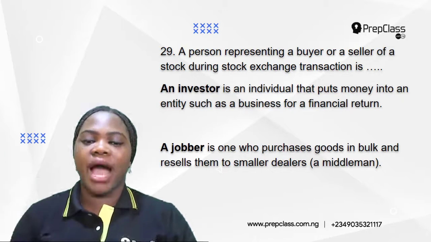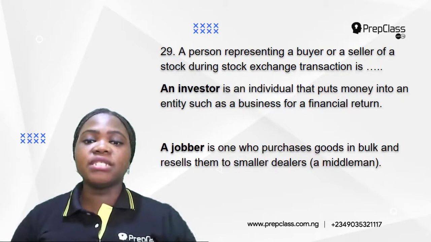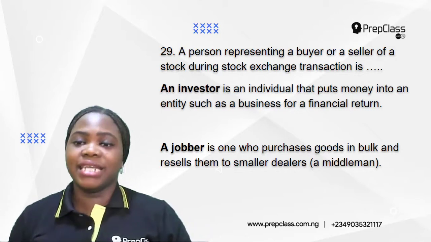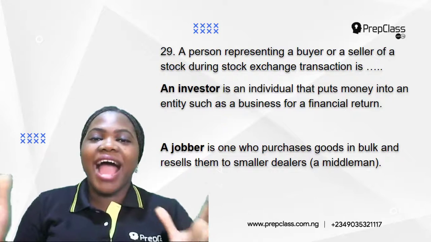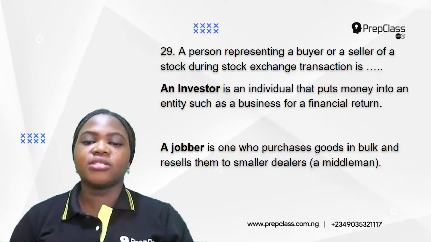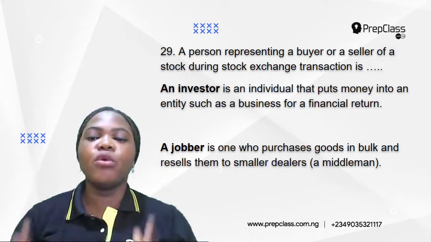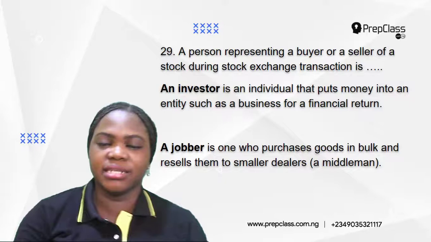I put money into your business to gain profit. Now, what is a jobber? A jobber is one who purchases goods in bulk and resells them to smaller dealers. So these are called middlemen. They buy from the manufacturer and then they sell in small quantities to retailers. Okay, so jobbers are people who purchase goods in bulk and resell them to smaller dealers.